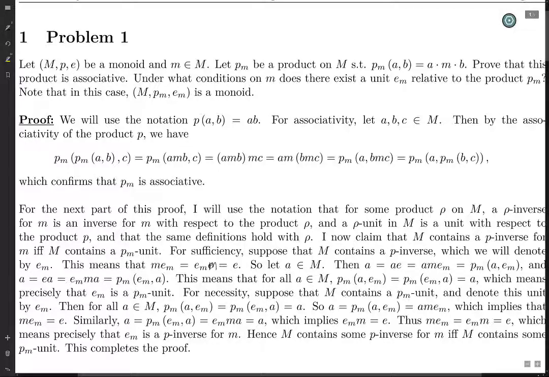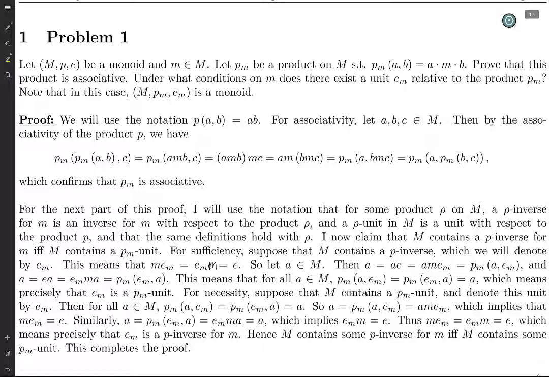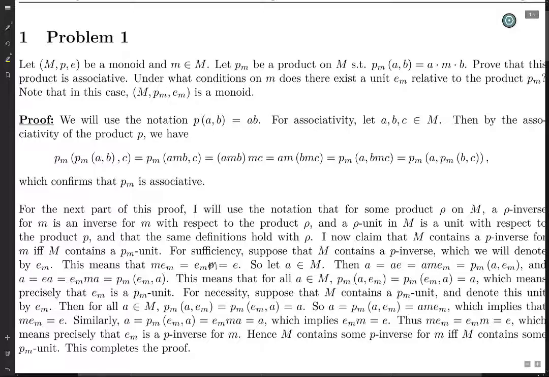So this first E should have been an M, but this should still be an E because that's right. Yeah, because E sub M is going to be the inverse of M with respect to P, but it's also going to be the unit of P sub M. So anyway, you let A be in capital M, and then A is equal to A E because this is P multiplication in P, so E is the P unit, so that's fine.